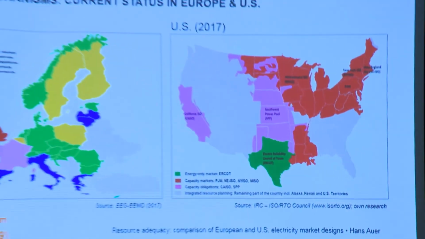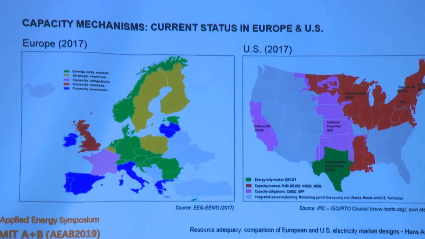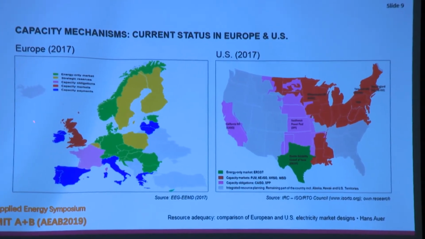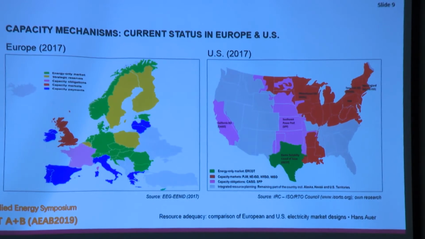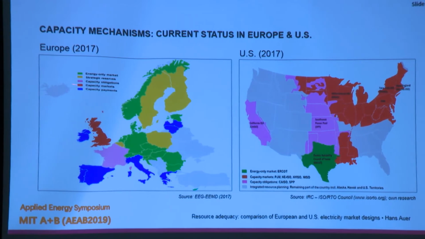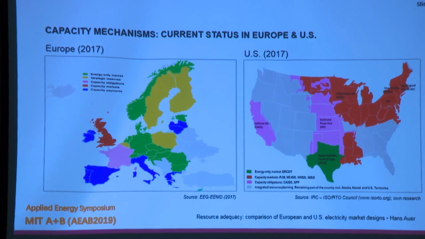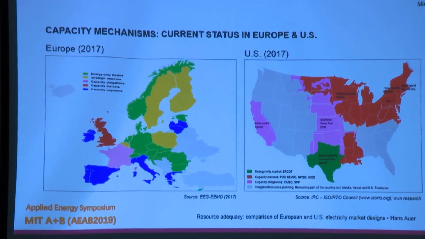So in Europe, we have implemented several of the remaining ones. The green colors show the countries that still rely on an energy-only market. Then we have a capacity market in the UK. We have capacity obligations, a rather decentralized approach, in France. And then capacity payments in the Iberian Peninsula, Italy, Greece, Ireland, and also some Baltic countries.